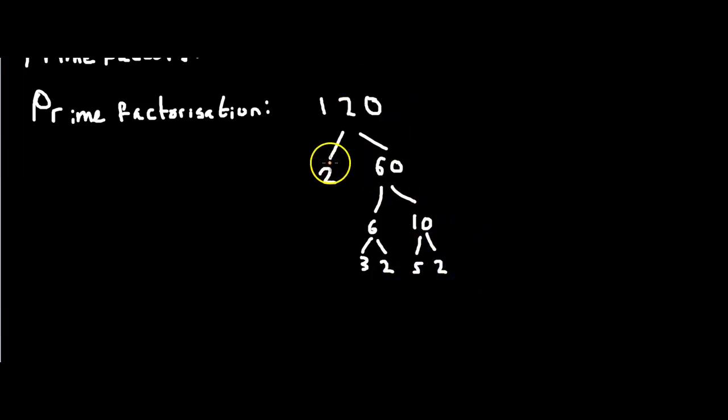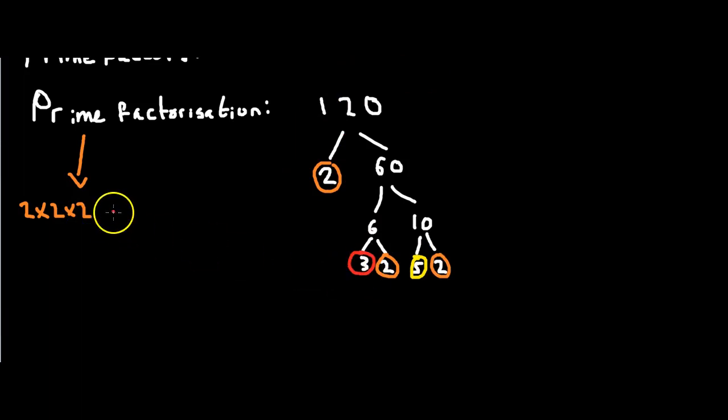So we have prime numbers here: 2 times 2 times 2, we have 3, and we have a 5. Once we come to the bottom, all these bottom numbers here, what we can say is that the prime factorization of 120 is 2 times 2 times 2, because it's three 2's, and then times 3, and then multiply this by 5, and that should give you 120.